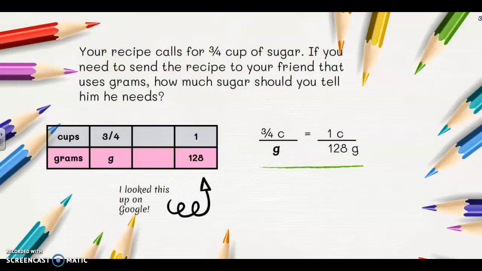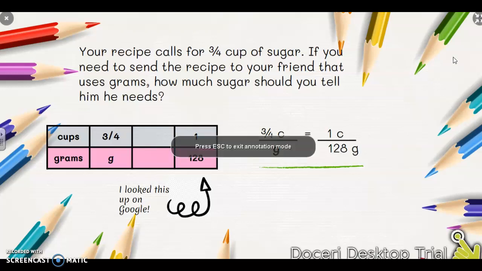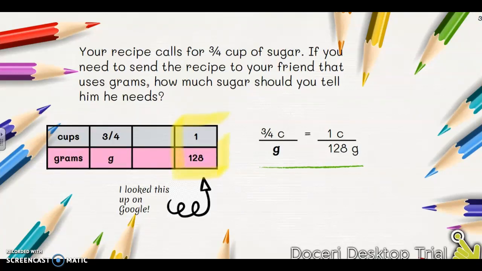Alright, here's our next problem. Your recipe calls for 3/4 cup of sugar. You need to send the recipe to your friend that uses grams, not cups. So how much sugar should you tell him that he needs? You can see here that I know that 1 cup is equivalent to 128 grams. So this is what I looked up on Google. This is what I figured out.